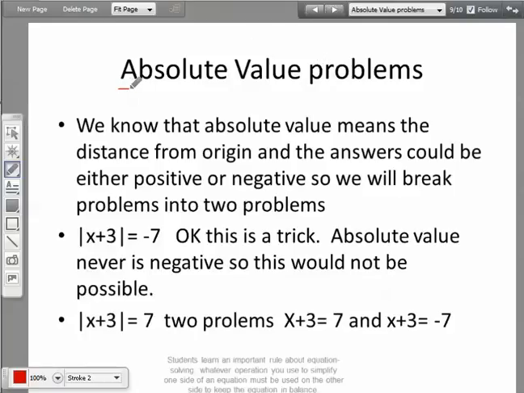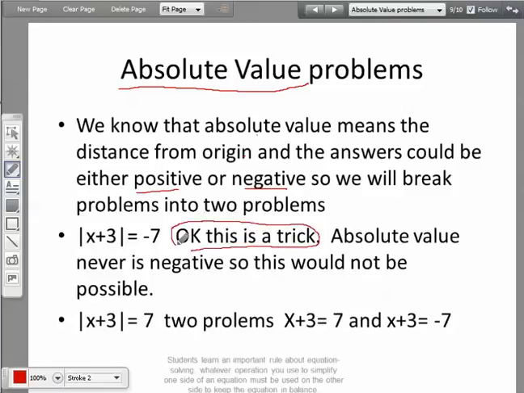I want to talk about some of those absolute value problems that you're going to run into. Okay? Now, we've looked at absolute value before, so we know it's the distance from the origin. We know that what could be inside of the absolute value could either be a positive or a negative. That means there's two possible solutions here. There's a trick to this one. Like I said before, I'm going to teach you some tools. Here's the trick. Here's the tool you need to use.